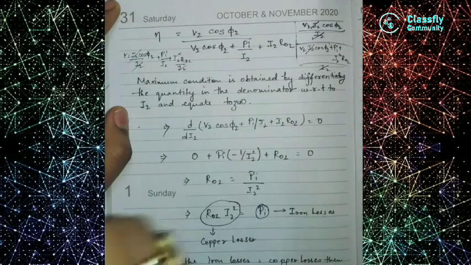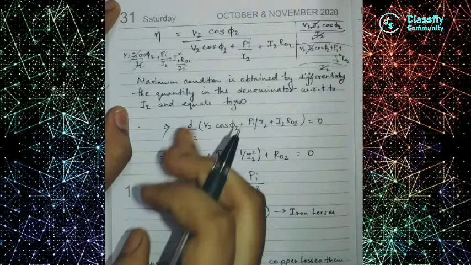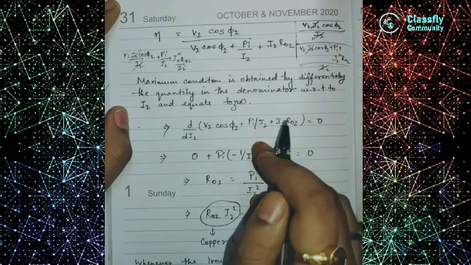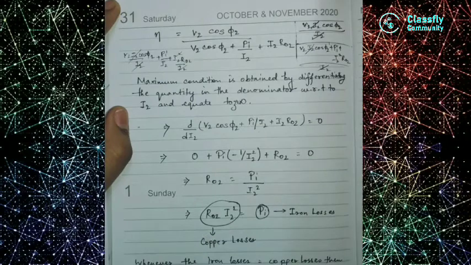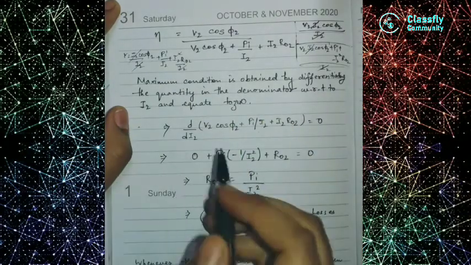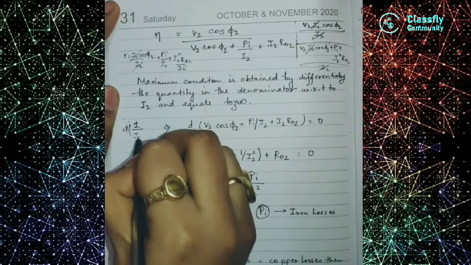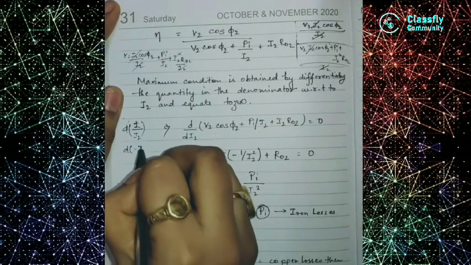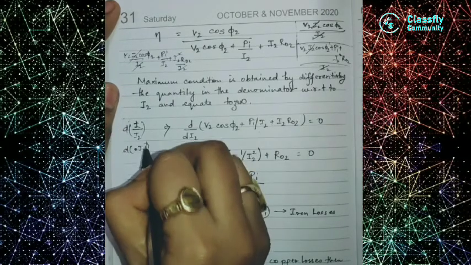As there is no I2 term in V2 cos phi 2, what does the differentiation say? Whenever the differentiating variable is not there, we consider it as 0. So when we differentiate this, we get 0. Next we see 1 by I2, so something is there to differentiate with respect to I2. Pi here is constant, so we take out Pi, and whenever we differentiate 1 by I2, we get a minus, because it is the differentiation of I2 to the power minus 1.